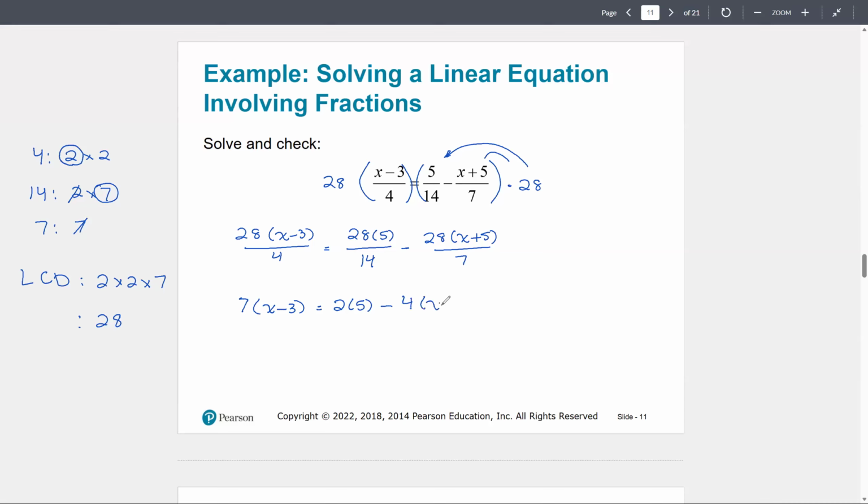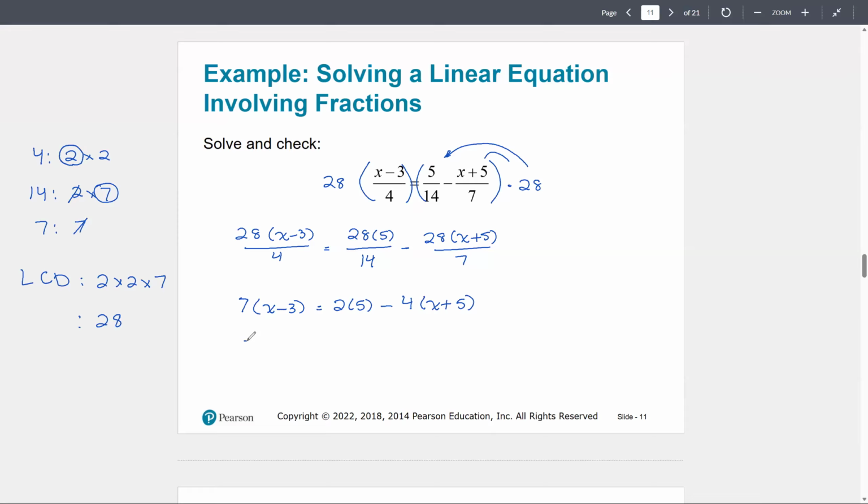So that's 4 times x plus 5. So what we're doing here is we're picking a number. This is 28. We know that 14, 4, and 7 can all divide into 28. So we're using it as a multiple so that we can eliminate these denominators. So now we'll just go back to what we've done before.